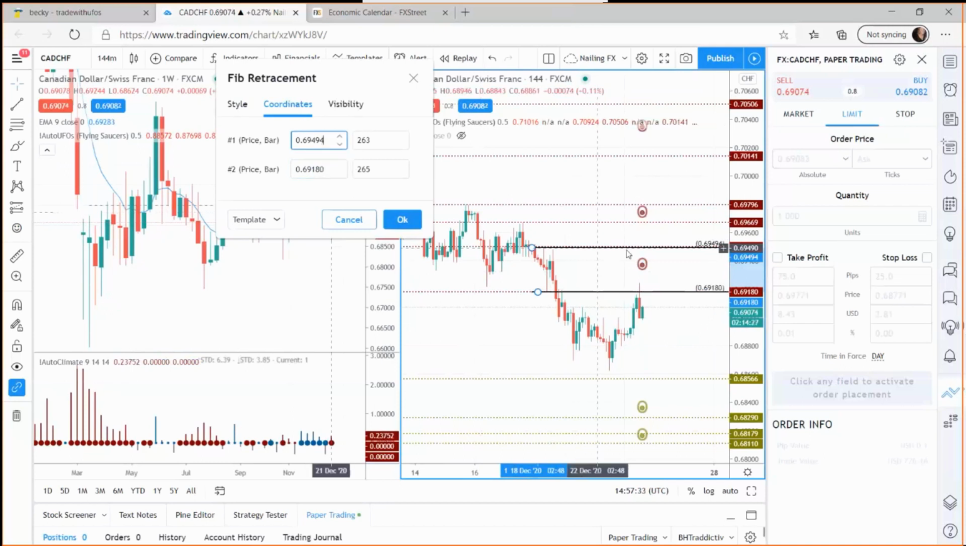Now, this top number there on the UFO is 0.69499. So I do need to manipulate this number a little bit to add a little bit of wiggle room for my stop. So I'm just going to round it up to 0.6950, and then I'm going to add 5 pips. So round up and add 5 pips. So it's going to be 0.6955.